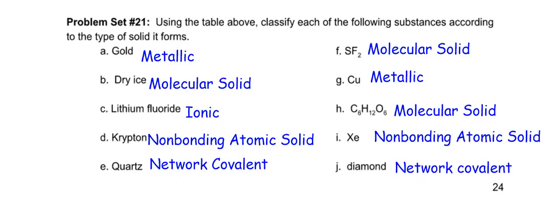So gold is a metal, hopefully you knew that. Dry ice, CO2, molecular solid. Lithium fluoride, metal, non-metal, ionic. Krypton is normally a gas, it's a noble gas. It's a non-bonding atomic solid.